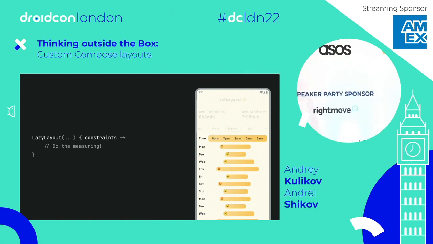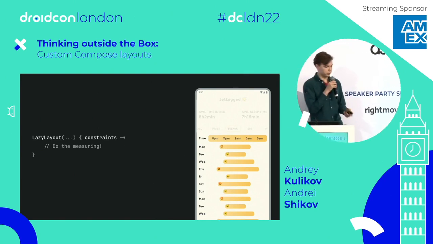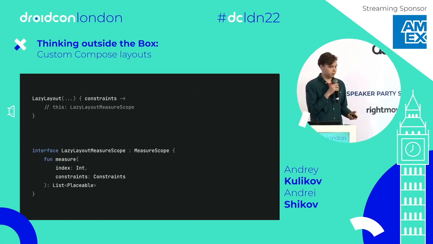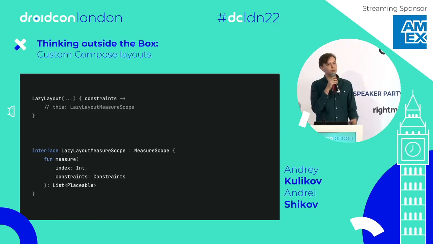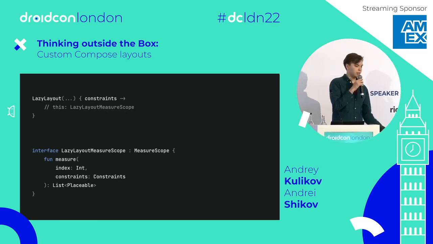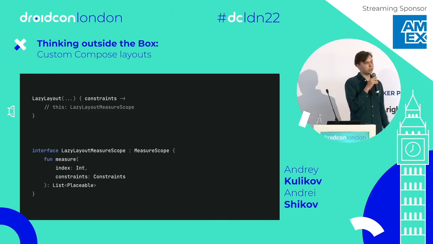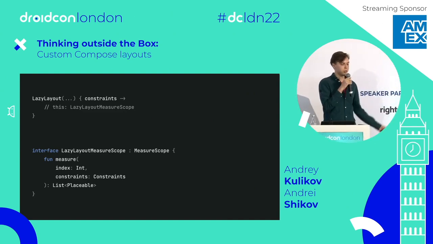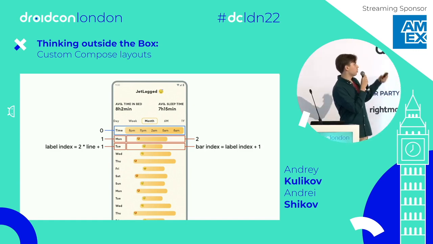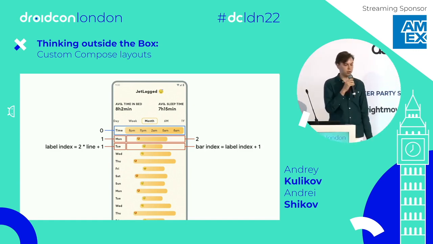Right. So measuring a lazy layout is also a bit specific. It has a special scope, similar to how SubcomposeLayout has it, and it's based on indices. We already defined indices for the item provider, so we'll use the same scheme here. Based on these indices, we'll receive the list of placeables, which we can later position. So yeah, this is the scheme that we defined for the item provider, and we'll be using it later for measuring the layout as well.